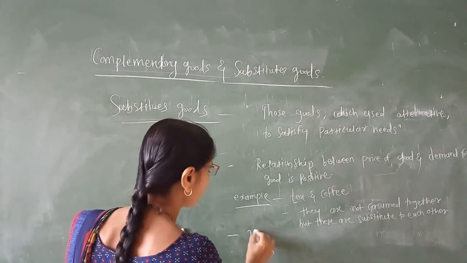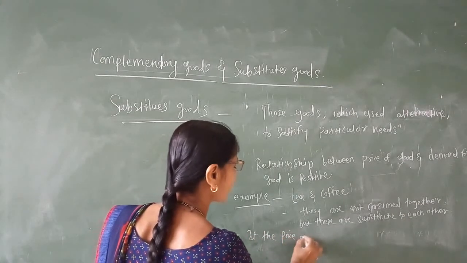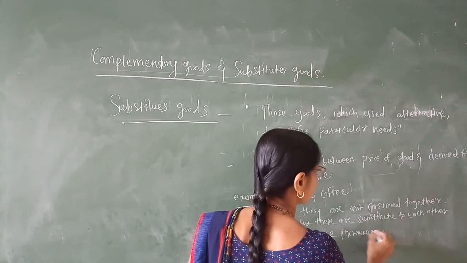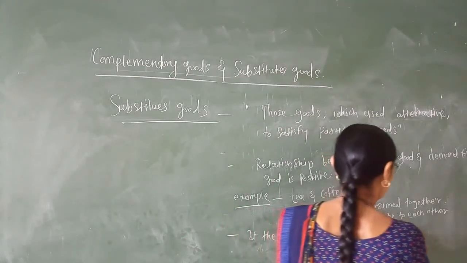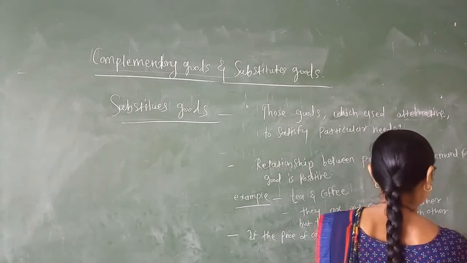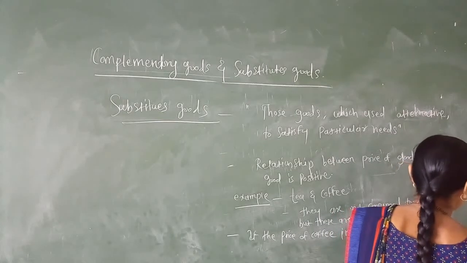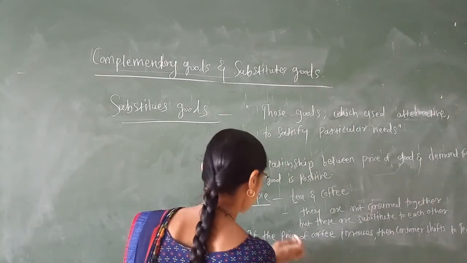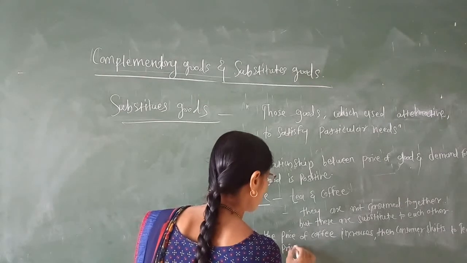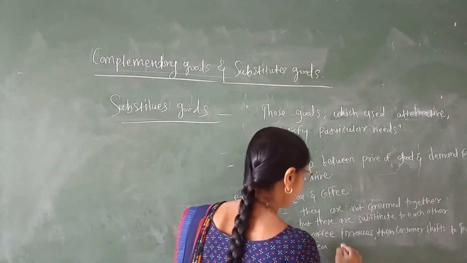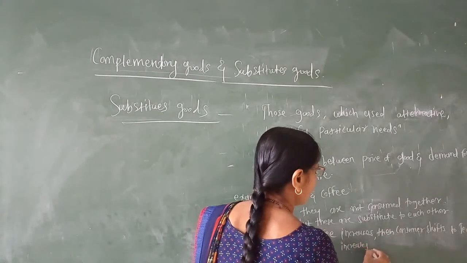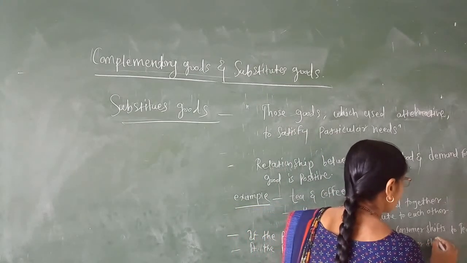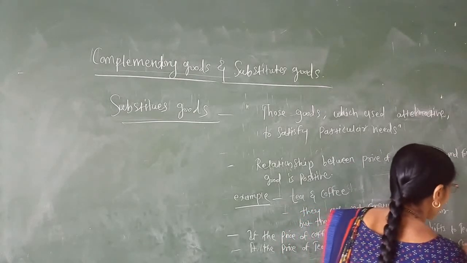Means if the price of coffee increases, then the consumer shifts to tea, and if the price of tea increases, then the consumer shifts to coffee.